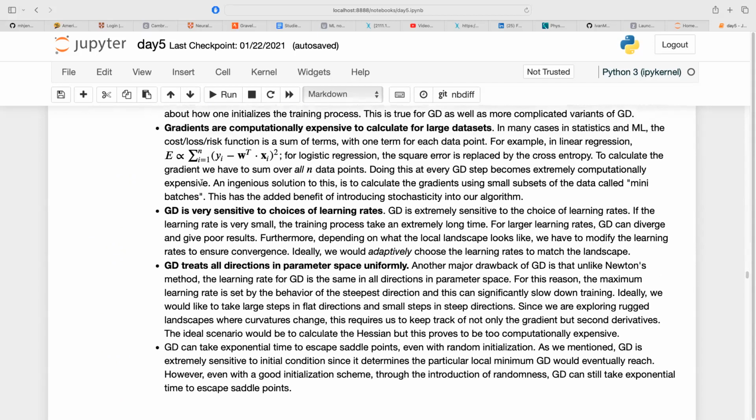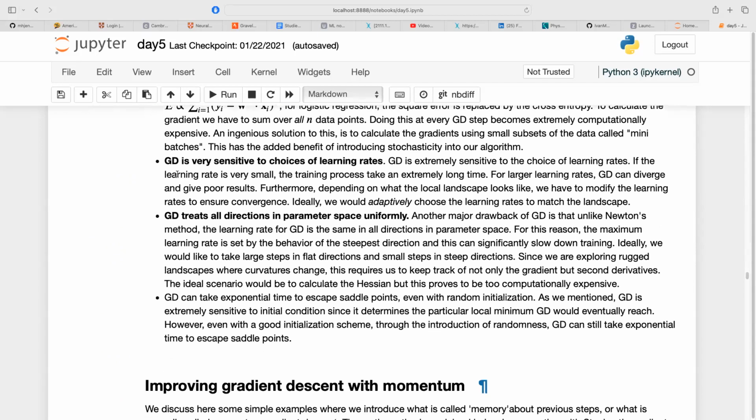So these gradient descent methods treat all directions in parameter space in a uniform way. And it can take also an exponential time to escape saddle points, even if you have random initializations. So it's extremely sensitive to the initial condition. Now, before we move on with momentum, so momentum is a way to speed up the convergence, because if you do a gradient descent, convergence can be slow. As you see here, you have the same learning rate in every direction. So there's no information about the gradient of one of the parameters, which can adjust this learning rate.